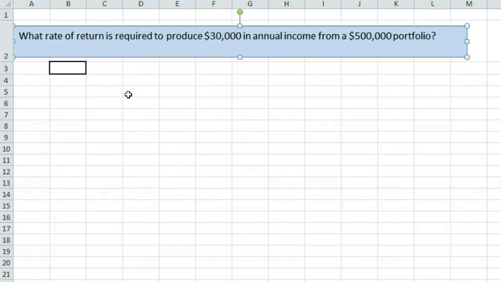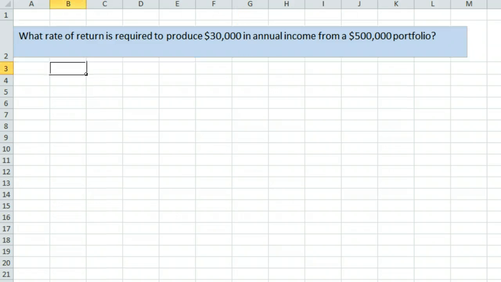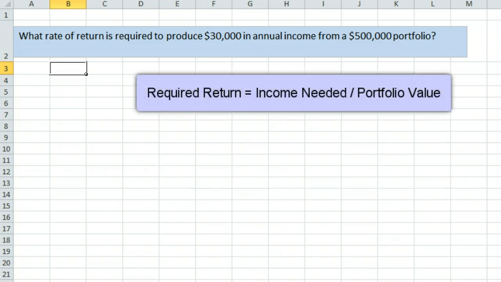This video will show you how to calculate a required return for an income goal or a growth goal. An income goal means that you need a portfolio to provide a certain amount of income each year or other time period.